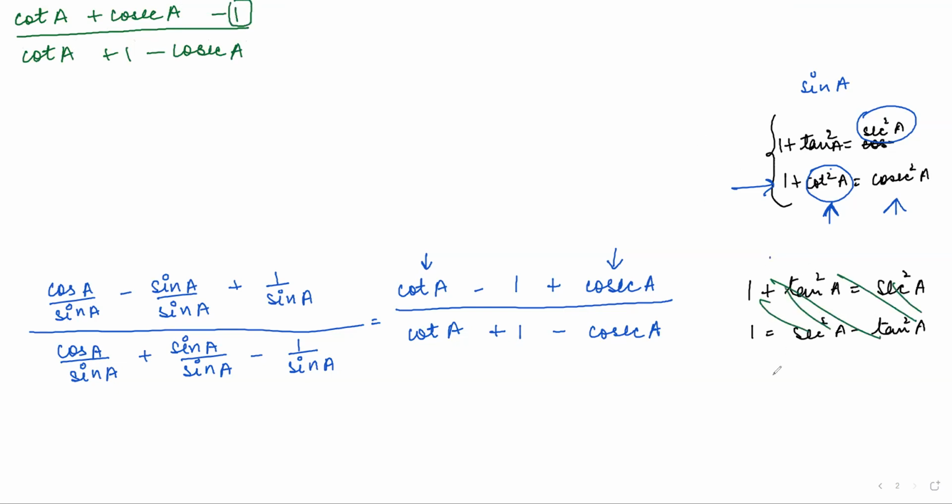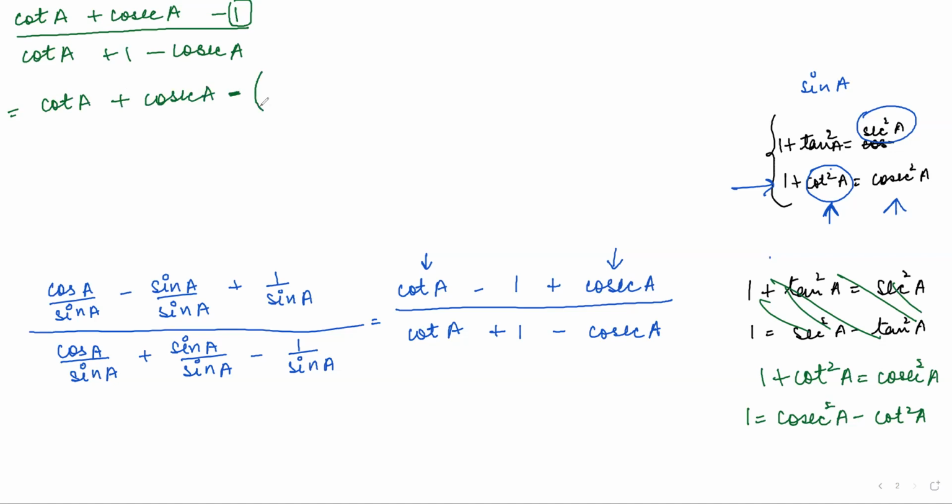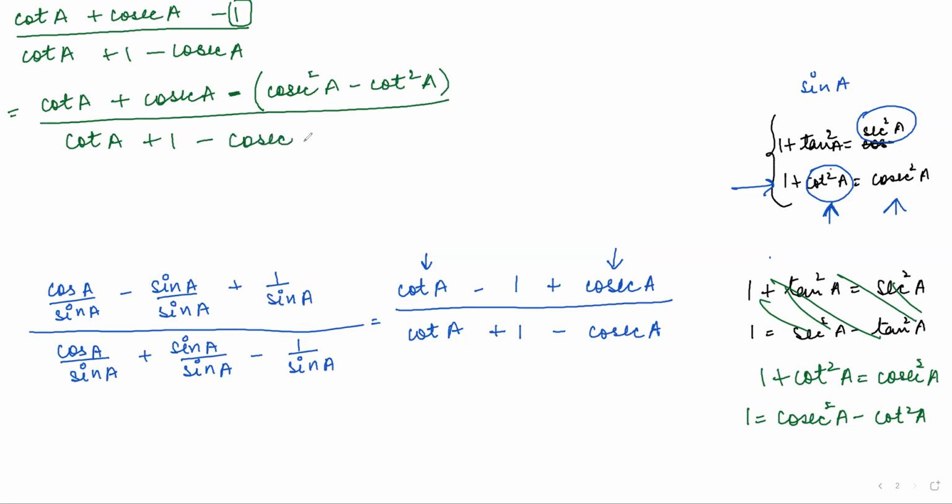Now in place of this one, I'll write this thing. From identity number 3, you see 1 plus cot square A is equal to cosec square A, right? So the 1 can be written as cosec square A minus cot square A. Fine, Abdullah? So I'm writing it like cot of A plus cosec A minus, now put a bracket because you have minus outside. So write cosec square A minus cot square A. Is that okay, Abdullah? And then you have cot of A plus 1 minus of cosec of A.